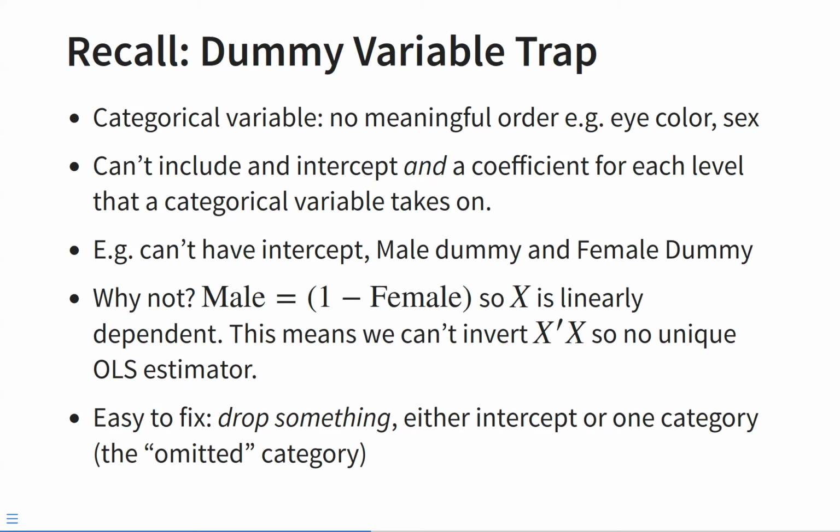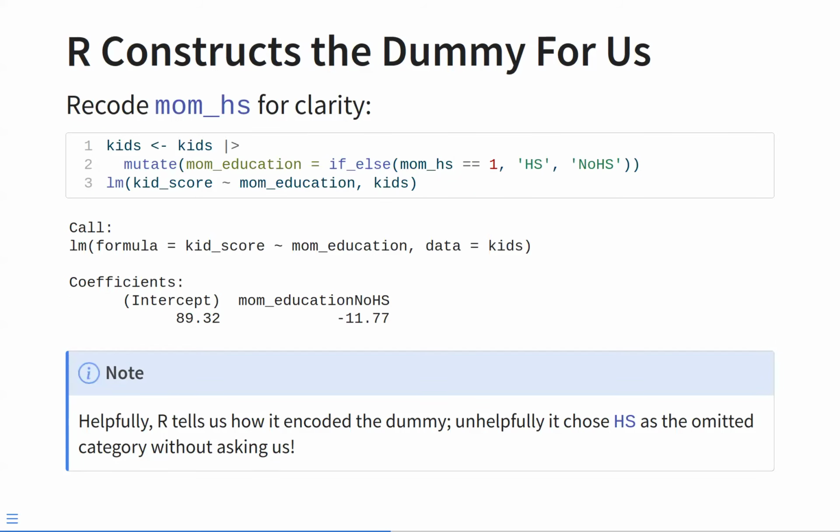Of course, this is easy to fix. All we've got to do is drop something. We could either drop the intercept or we could drop one category. That's a category that we typically call the omitted category. So let's try this out in R.